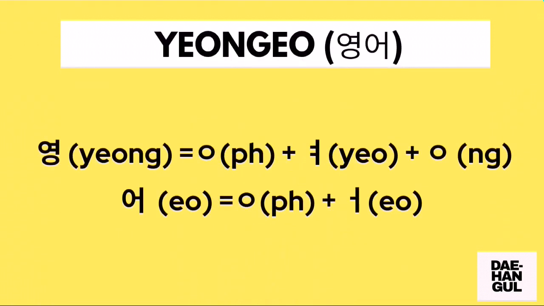How do we write 영어 in Hangul? Let's start with the first of the two syllables. To be able to write the syllable 영 in Hangul, we need to draw first a no-sound or a placeholder iyong, followed by the 여 character, followed by another iyong character. For the second syllable 어, we need to draw first a no-sound or a placeholder iyong, followed by the 어 character. And then we just have to combine this to form the Hangul of 영어.